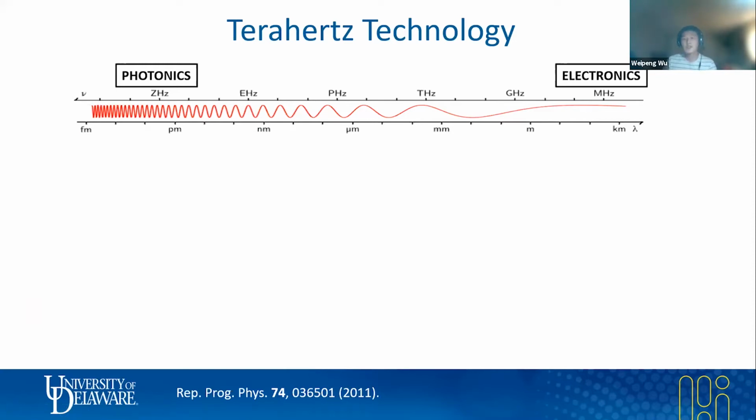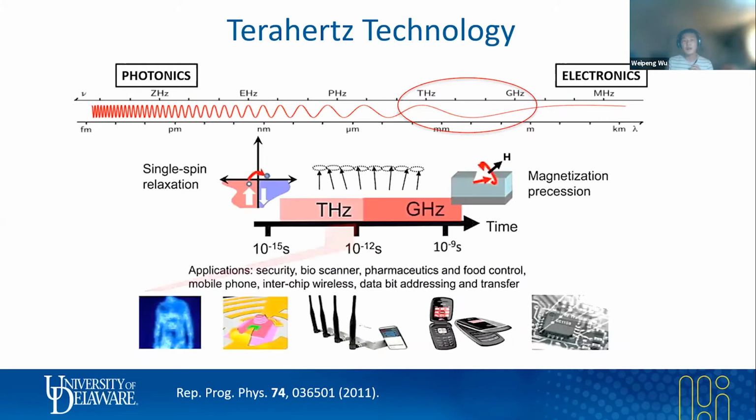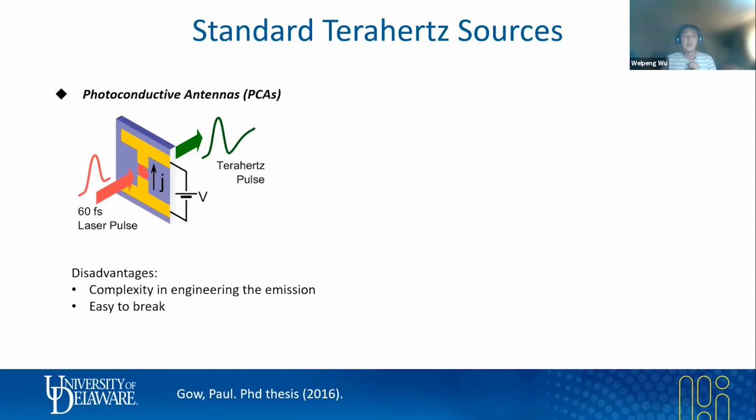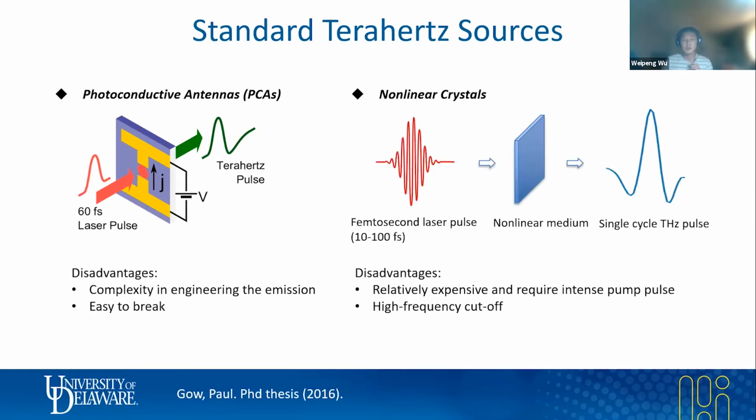The terahertz frequency falls in the gap between optical and the radio frequency, which in particular, we are interested in this region. There are various interesting phenomena and applications in this frequency range. For example, the bioscanner, the interchip wireless, and mobile phones. So how can we generate terahertz? Conventionally, there are two standard terahertz sources. One is photoconductive antenna, PCA. The other one is nonlinear crystal.